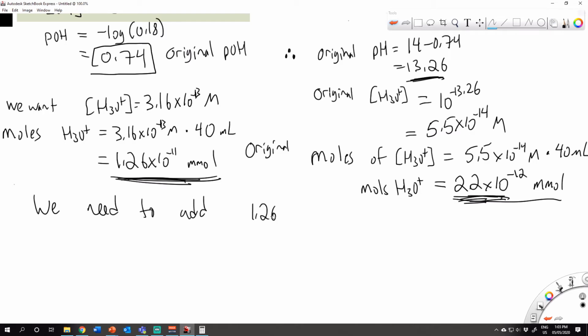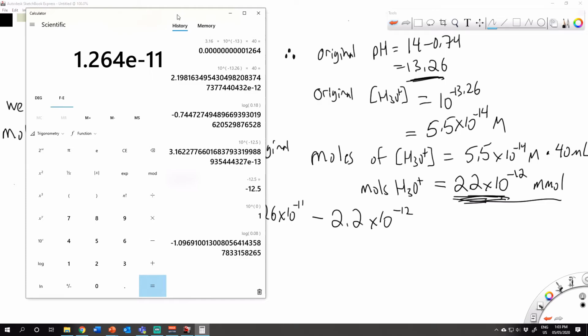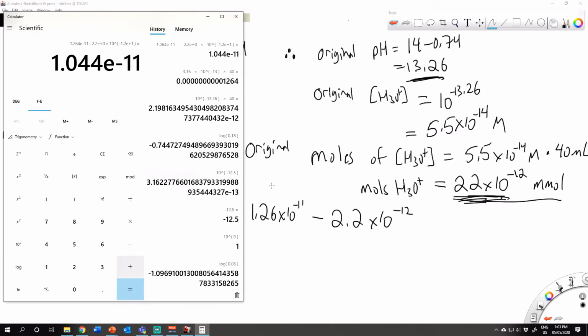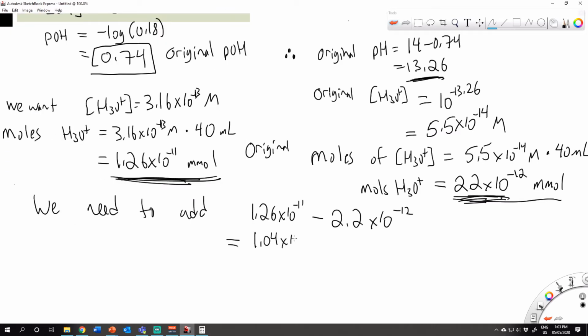altogether 1.26 times 10 to the negative 11, subtract the amount we currently have, 2.2 times 10 to the negative 12, and this will give us an answer of something still really, really tiny. So there's my 1.26. We'll subtract from that 2.2 times 10 to the negative 12. So we need to add 1.04 times 10 to the negative 11 millimoles of hydronium.